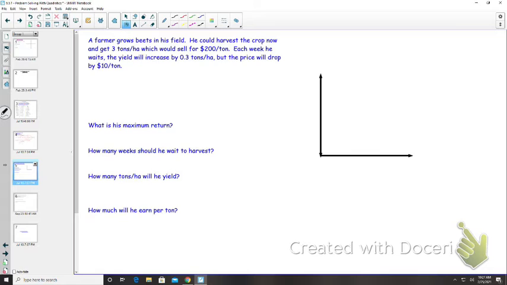So we have a farmer who is growing beets in his field. He could harvest his crop now and get 3 tons per hectare, which would sell for $200 a ton. Each week that he waits, the yield will increase, because the crop's going to keep on growing, but the price is going to drop by $10 per ton. So remember we have our formula: y is equal to the price plus or minus the change, multiplied by the number.